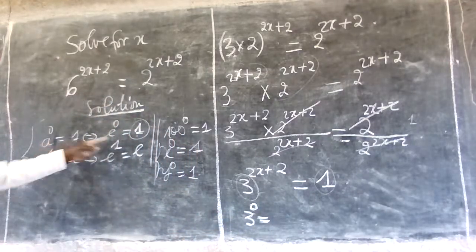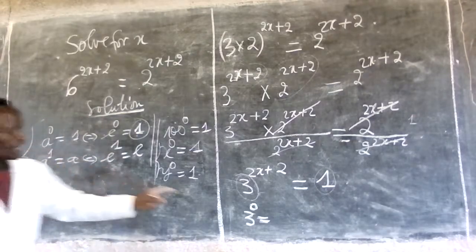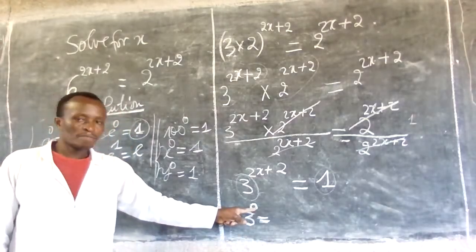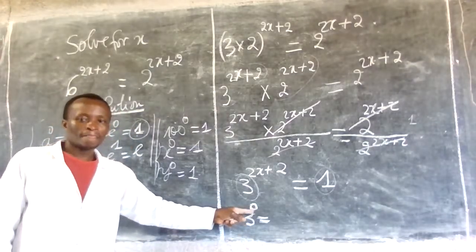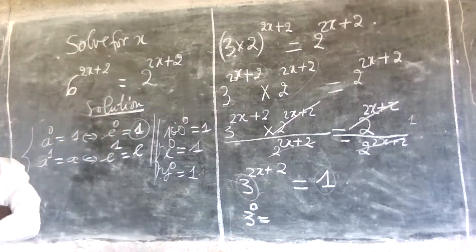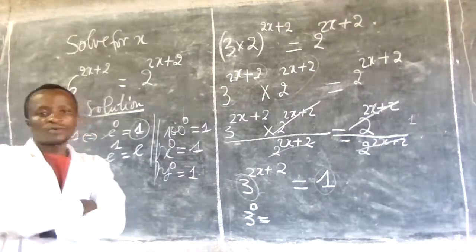According to this property, there are 4 properties. According to those 4 properties, any number power 0. Please look at this one. Any number power 0. What is the answer? I'm asking you. Any number power 0. What is the answer?